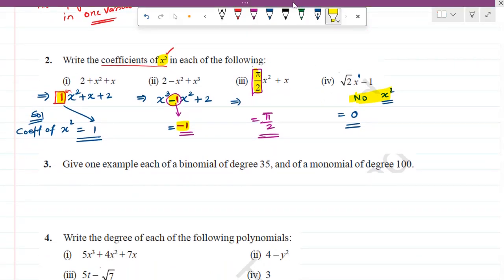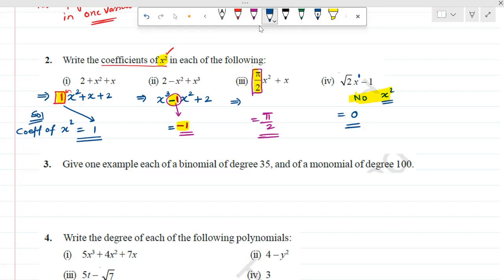Good. So the next one is to give one example of each. Binomial means what? Two terms, with the degree given as 35. So I write it here. This is a binomial and it has a condition. The condition is given as what? The degree must be 35. That's it. So this is a binomial with the degree 35.